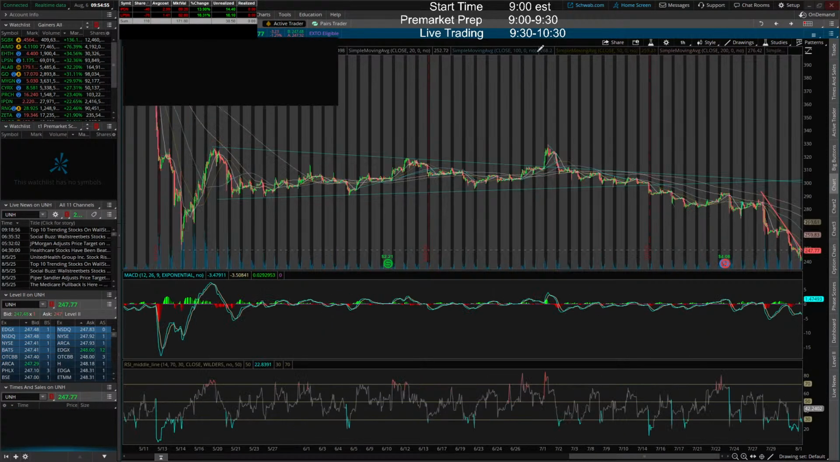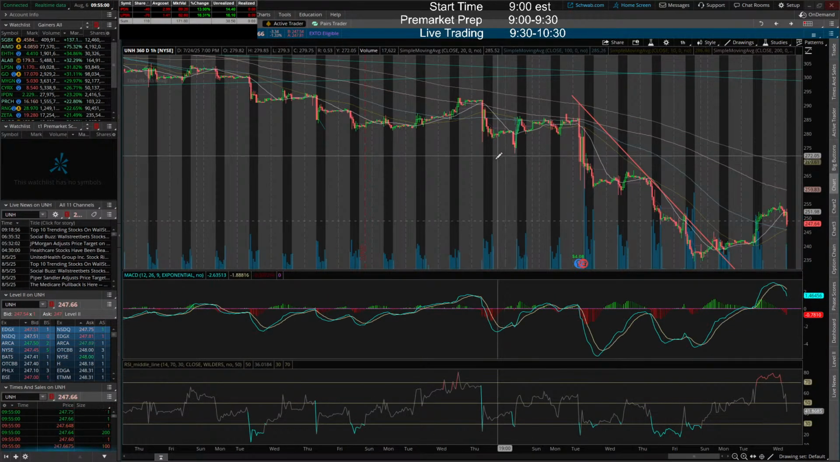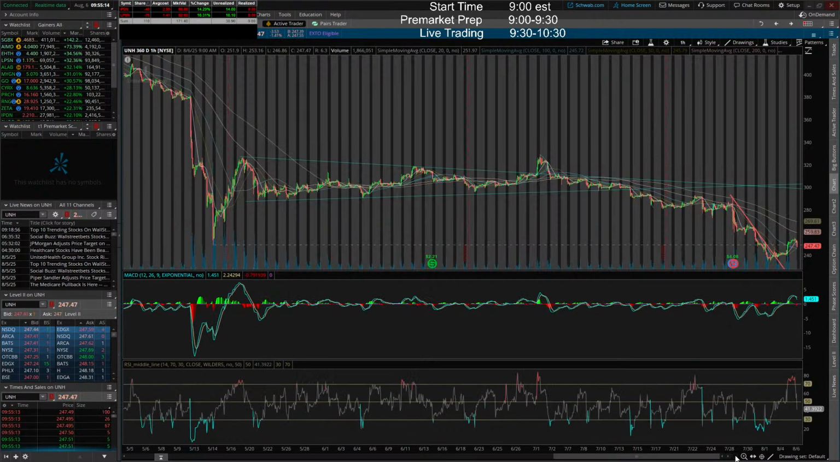UNH. Kind of looking good. I don't know. The thing with UNH is this could go back up to $600 a share, as long as there's no ridiculous news that happens. Of course, they're under investigation by the DOJ, so that could just drop it in half overnight. But I don't know. That hasn't really happened.